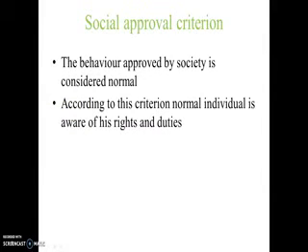Then the third criterion is the social approval criterion. Social approval criterion means that the behavior which is approved by society is considered normal. So, whatever our society approves, whatever our society says is right and wrong, here the concept of conformity comes, that we conform to society, we obey the rules, regulations and norms of our society, then we are normal individuals.